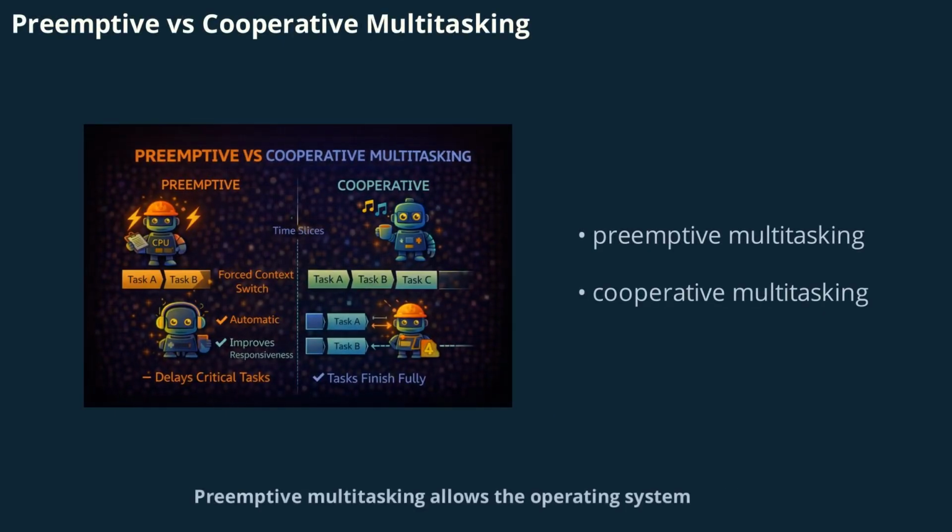Preemptive multitasking allows the operating system to interrupt tasks at any time, ensuring high-priority tasks get immediate attention. This approach is more complex but provides better real-time performance. Cooperative multitasking, on the other hand, relies on tasks voluntarily yielding control, which is simpler but can lead to poor responsiveness if tasks don't yield regularly. Most RTOS implementations use preemptive multitasking to meet real-time requirements.